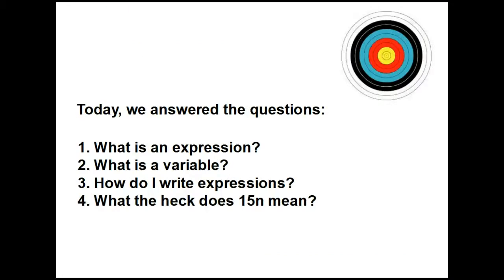So, today we have answered the questions. What is an expression? Well, it's a group of numbers and symbols, but no equal sign. What's a variable? It's an unknown. How do I write expressions? Well, we look for signal words that tell us what to do and put it together with our numbers and symbols. What the heck does 15n mean? It means 15 times n.